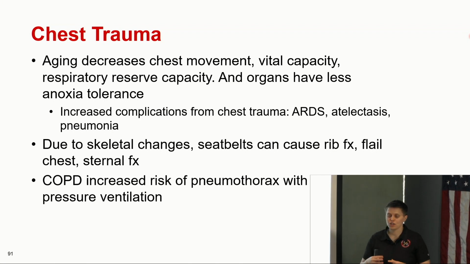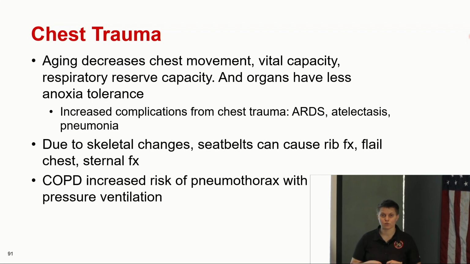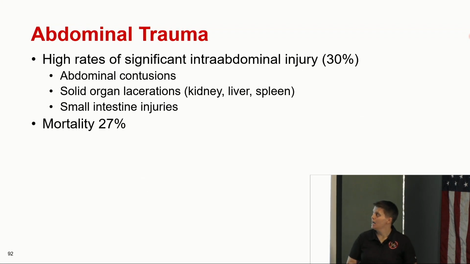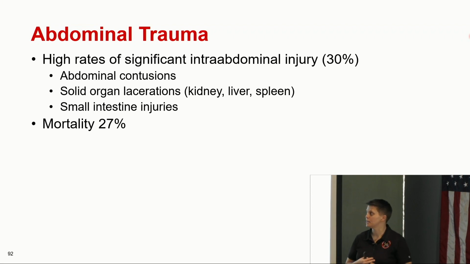Skeletal changes mean that you might get significant fractures to the torso that you might not see in a younger person. And our patients with COPD, if we have to bag them or support them, are at higher risk for pneumothorax. Abdominal trauma, there's a high rate of significant intra-abdominal injury, up to 30% of patients with abdominal trauma. This includes both solid and hollow organ injuries, and there's high mortality, reaching up to 30% for patients who sustain intra-abdominal injuries.